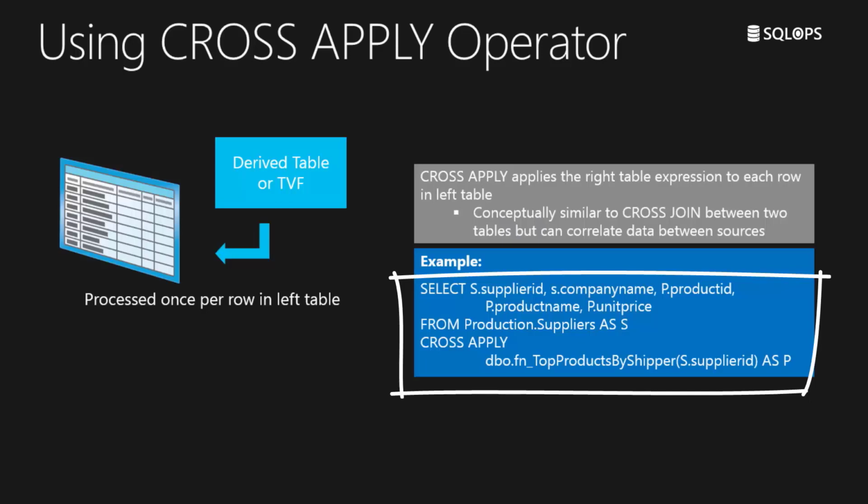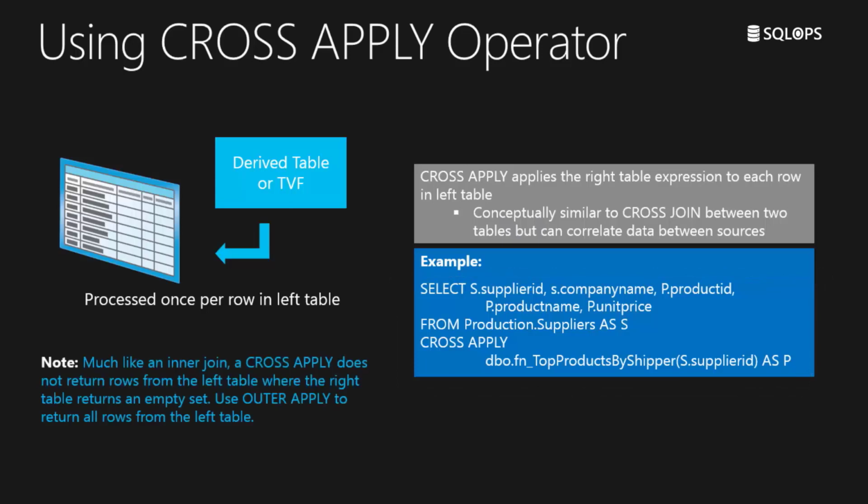If there are rows in the suppliers table with no corresponding products, the rows will not be displayed. Like discussed earlier, much like an inner join, a cross-apply does not return rows from the left table where the right table returns an empty set. You need to use outer apply to return all the rows from the left table. Now let's execute this query and see what the results will look like.